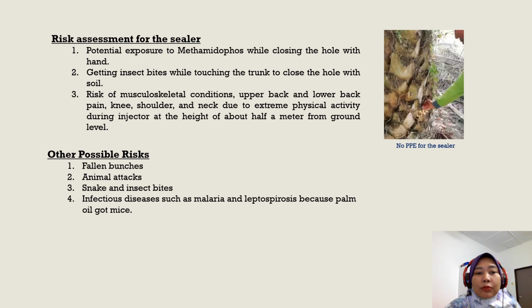So for the other possible risks, there might be fallen bunches, animal attacks, snake and insect bites, and even infectious diseases such as malaria and leptospirosis, because palm oil has mice. So that's all for me. Let's continue with Avi.